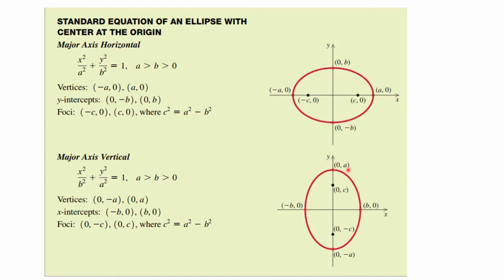Similarly, you can have an egg-shaped thing like this. But here, the bigger number is under the y, and that is your clue for that. Again, c squared equals the bigger denominator minus the smaller, but now the foci are along the vertical axis. So you see you have to determine where the major axis is and where the minor axis is from the equation.